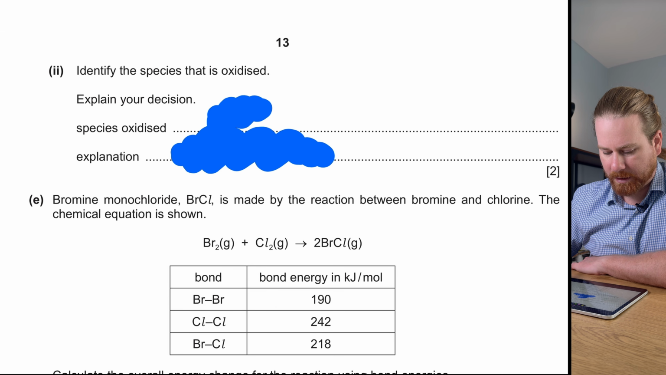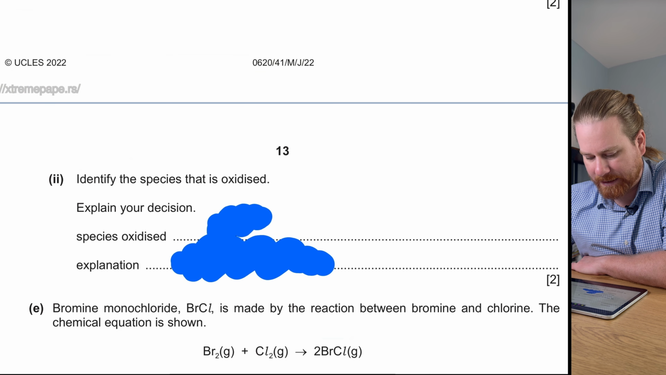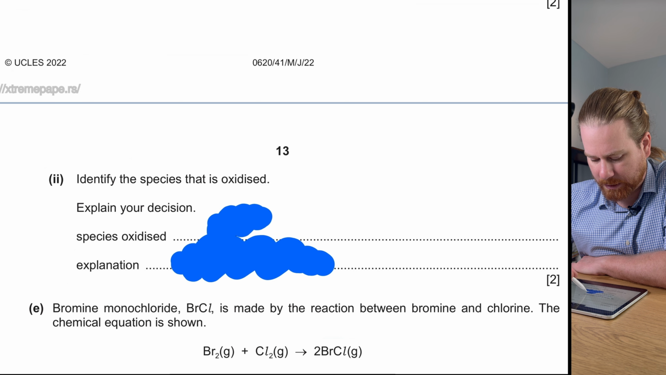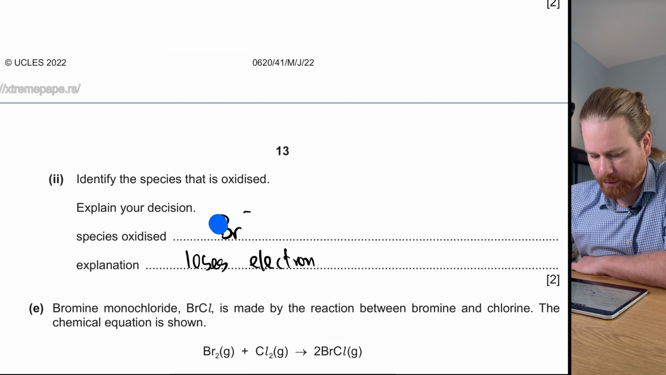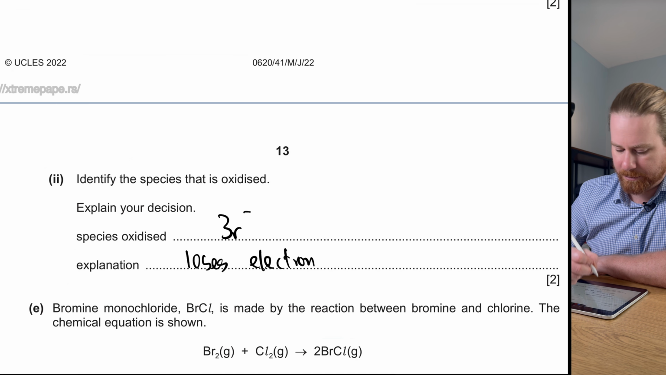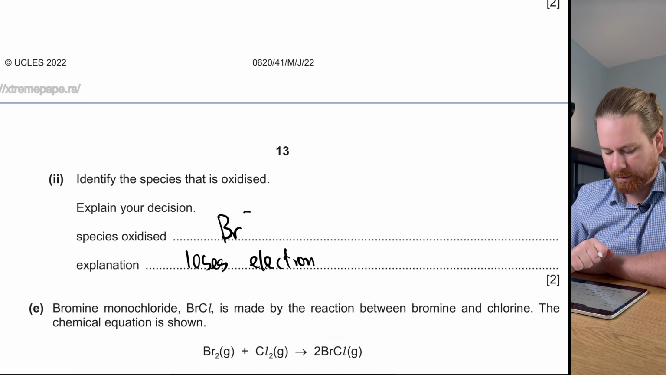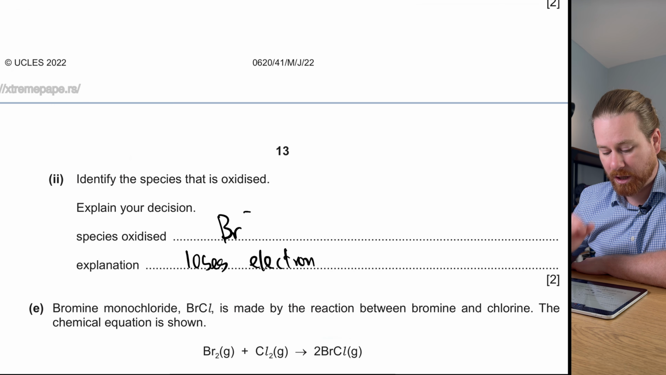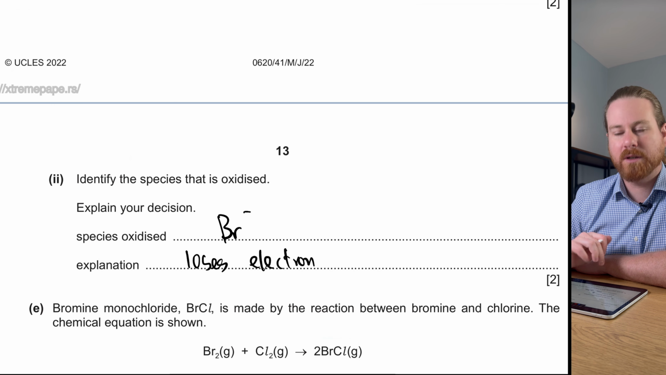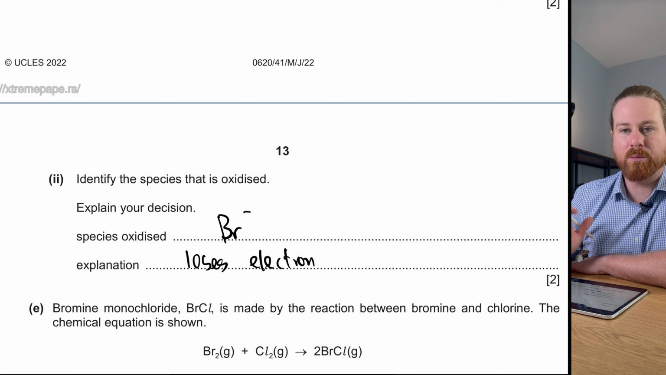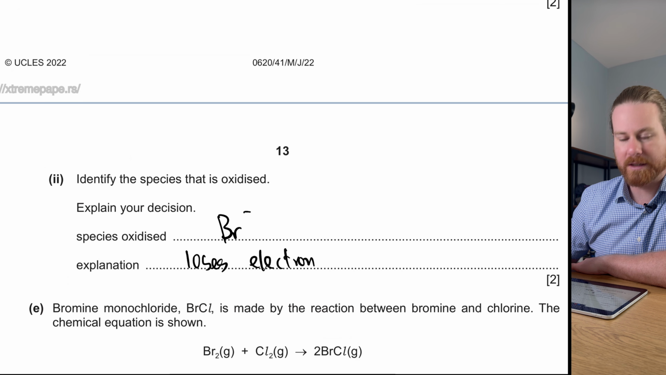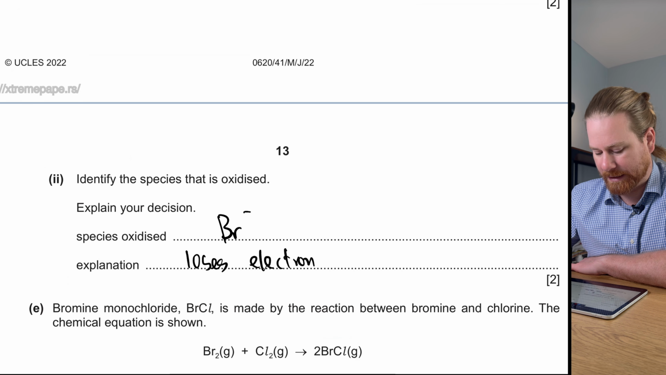Okay, identify the species that is oxidized. Well, it is not bromine, it is the bromide ion, and it's being oxidized because it has lost electrons. You can't put bromine here because bromine is the product. So it is the bromide ion that is oxidized, because it is losing electrons.